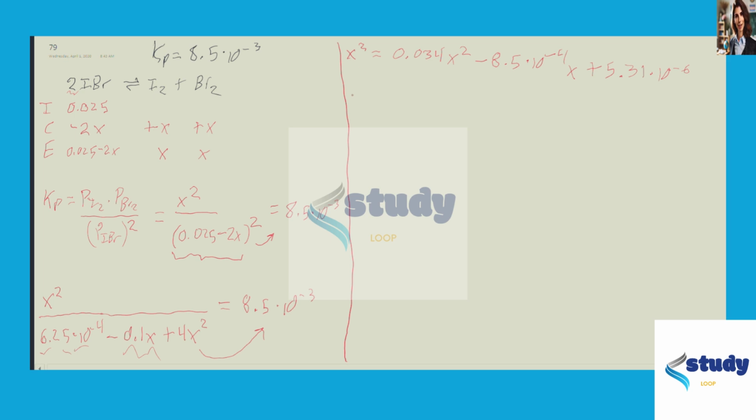We are now going to set the expression equal to 0. So let's collect our two x squared terms together. We get 0.966x squared by subtracting over the 0.034x squared from the 1x squared. We add our x term to the other side, plus 8.5 times 10 to the minus 4x. And we subtract our constant, minus 5.31 times 10 to the minus 6. All so that we can set this equal to 0.